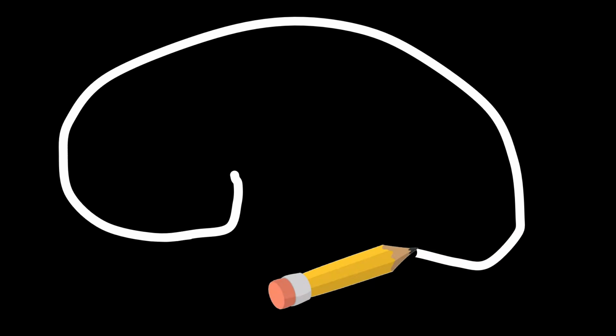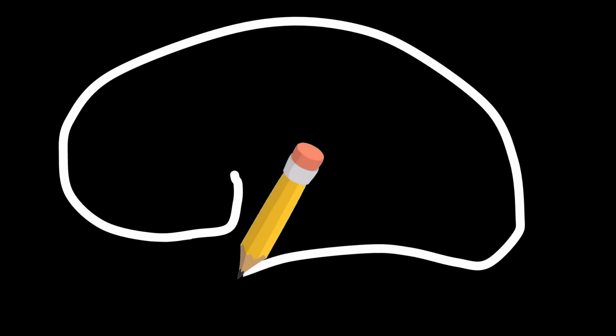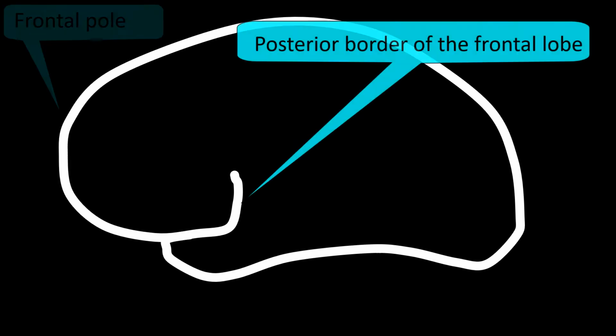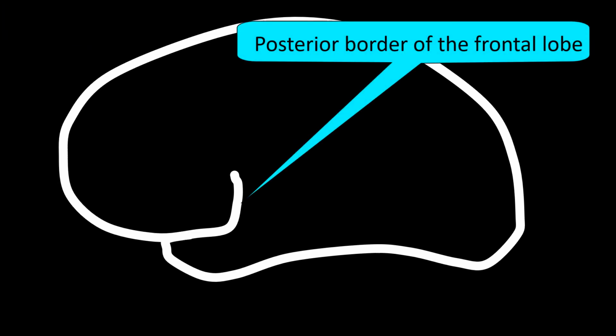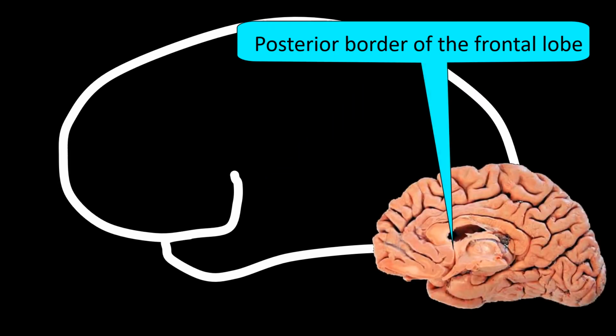And at this point, direct the line forward and a little up, then forward and a little down, and then advance the line to meet the original line as you see in this frame. In this frame, at this point in the drawing, you can see the frontal pole, the posterior border of the frontal lobe that can only be seen in the mesial surface, as shown in this specimen.